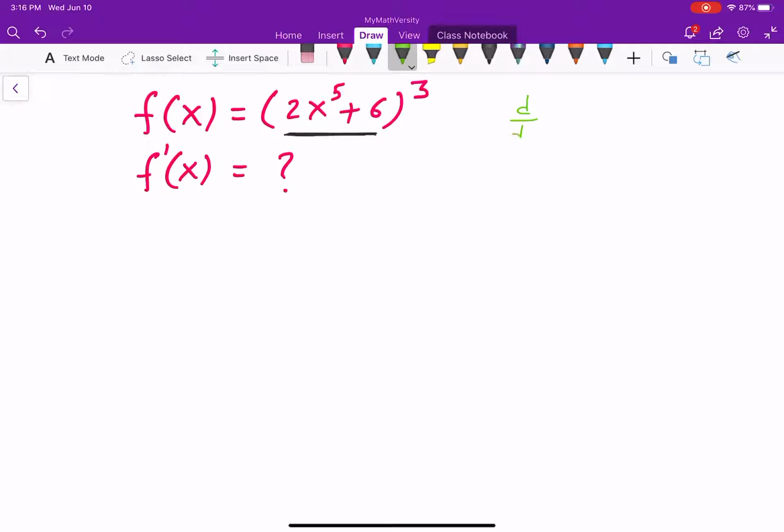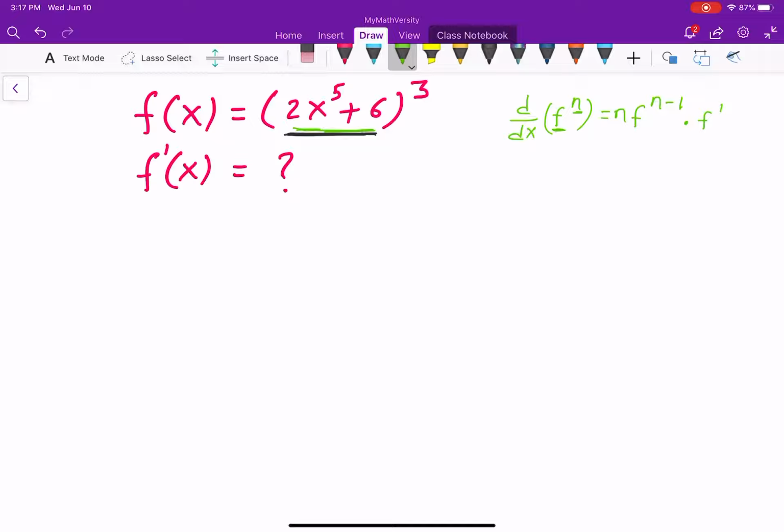If you need to find the derivative of, let's say, some function f raised to the power n, then the derivative of that type of function can be figured out by bringing the power down. Write down this f as it is, and then subtract the power by 1, like a power rule. But also don't forget to multiply by the derivative of this f, so let's say f prime. Remember that f in this formula is actually the base function. So in our example, f is 2x to the power 5 plus 6.